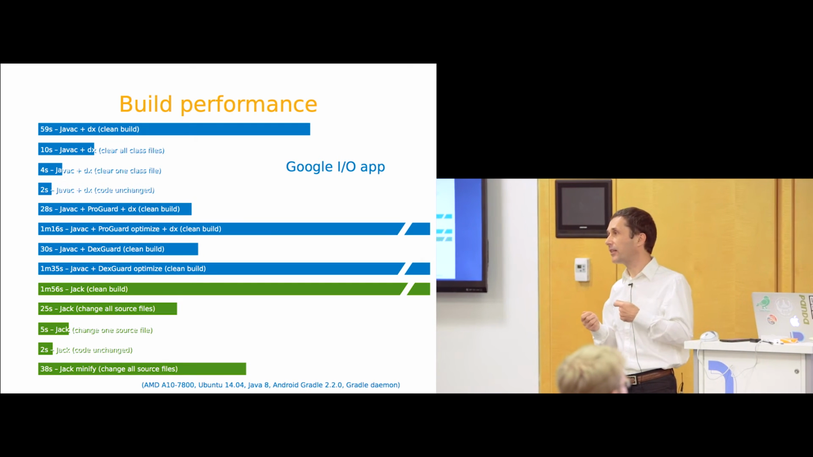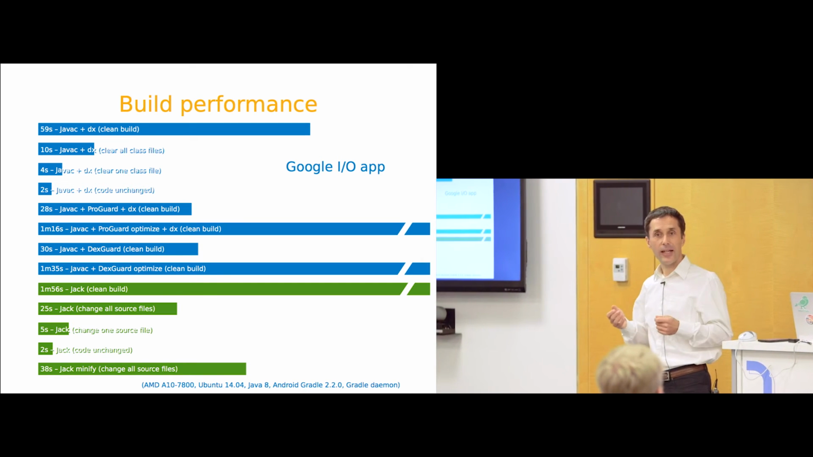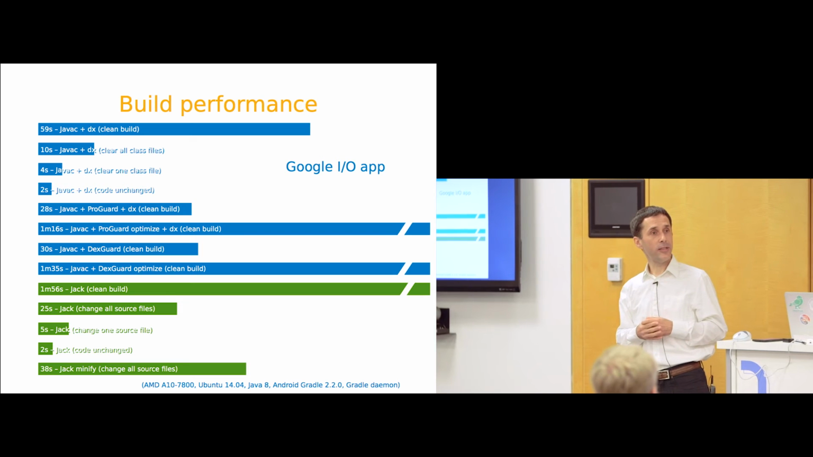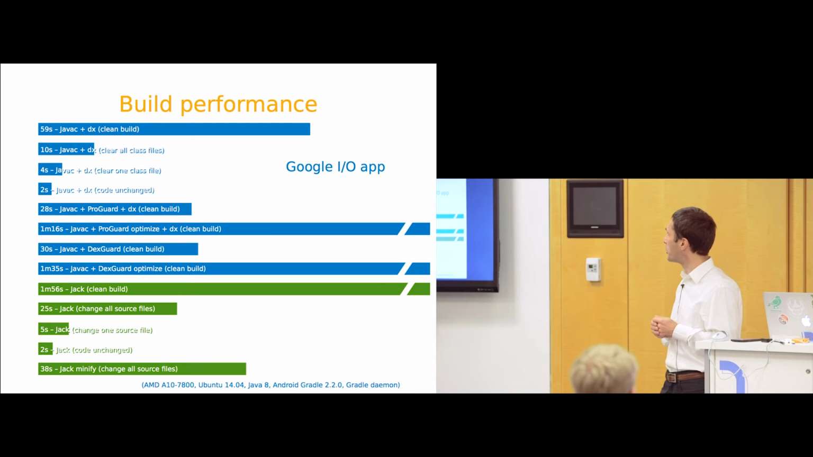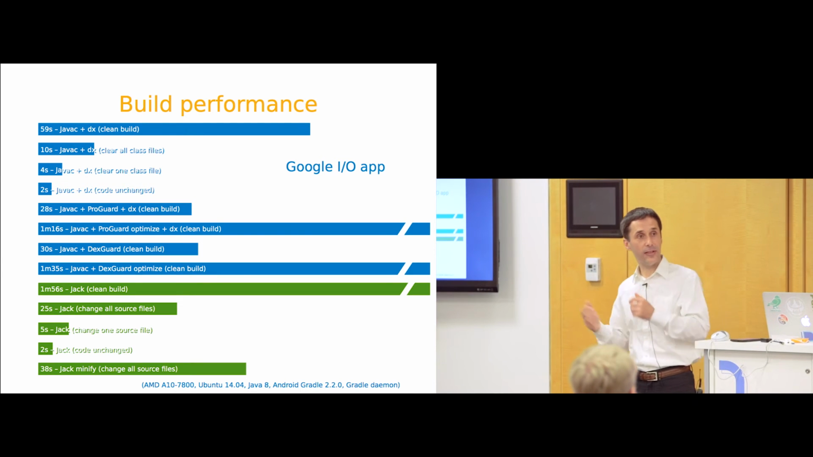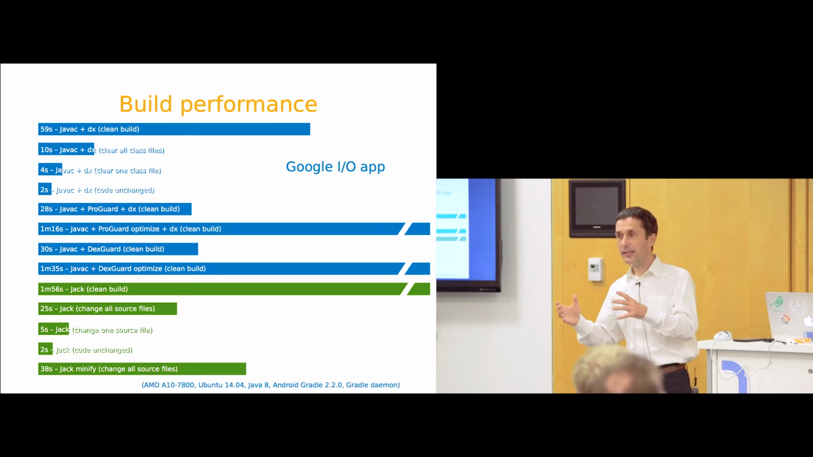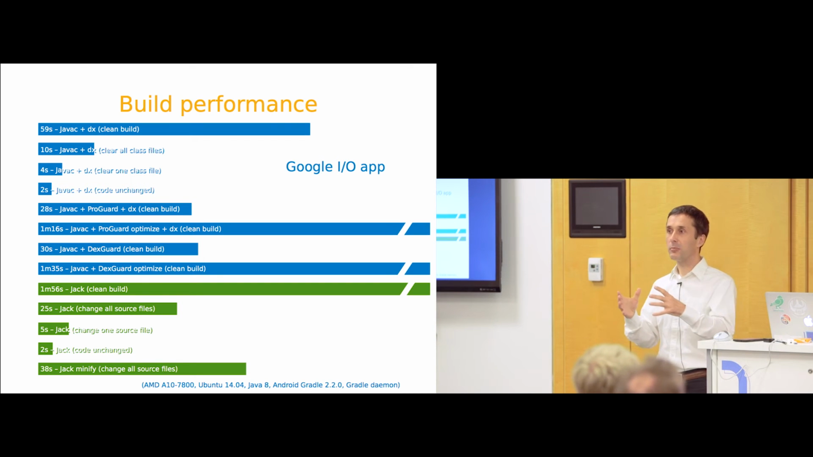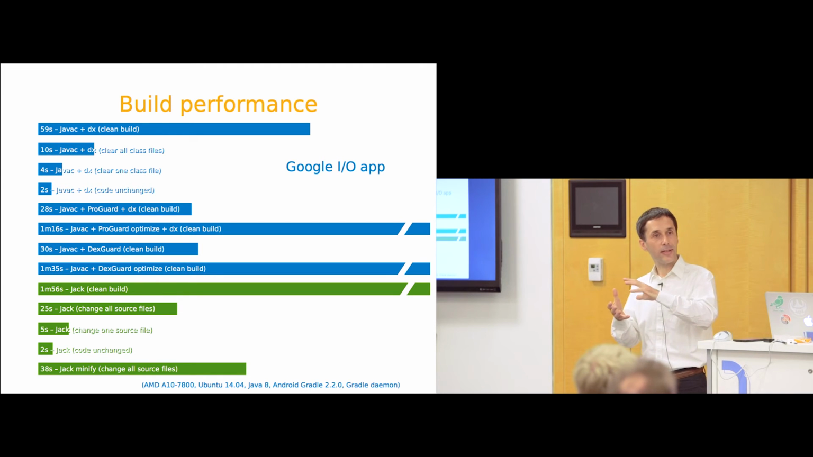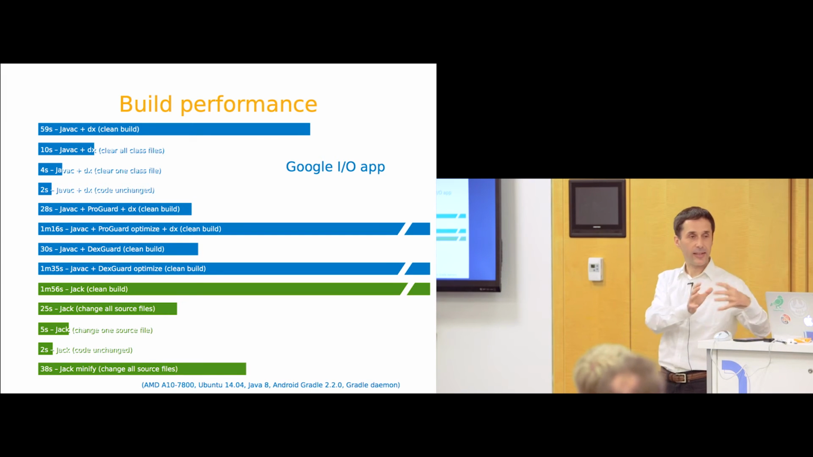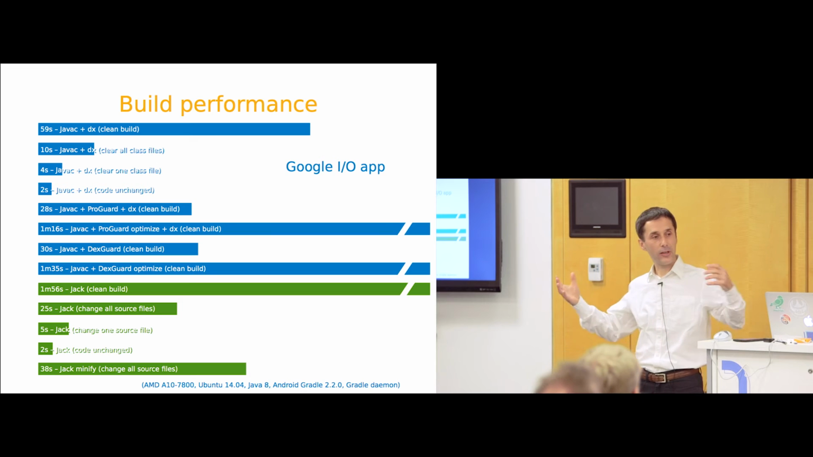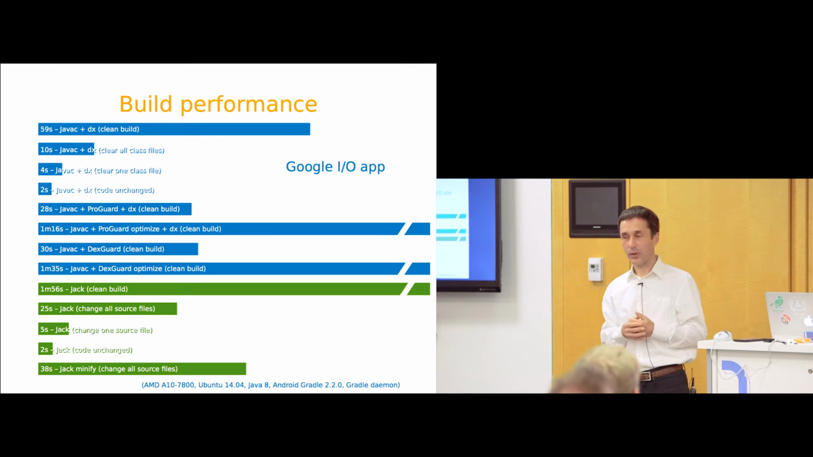Then if you start enabling ProGuard in the build process, and that's a somewhat surprising observation maybe, a clean build with ProGuard is actually faster than a clean build without ProGuard. That's surprising because there's this additional step in the build process. The reason is that ProGuard, quite early in the build process, takes your Java bytecode and shrinks it down to something that's significantly smaller. And the rest of the build process then has less work to do. As a result, the overall build time is smaller.